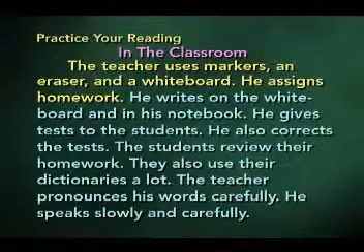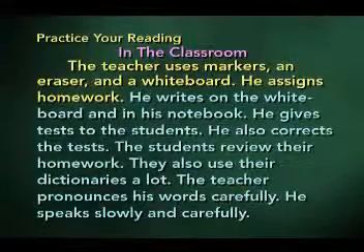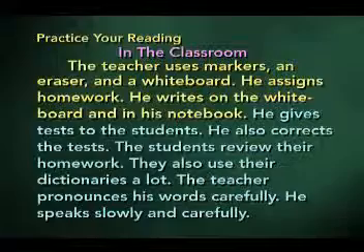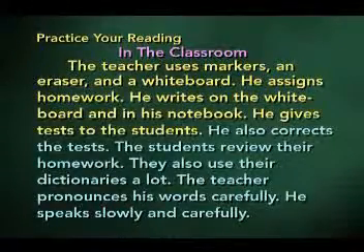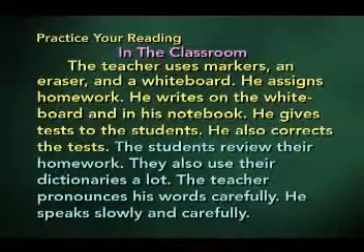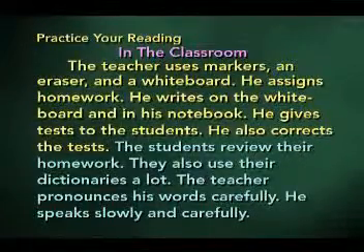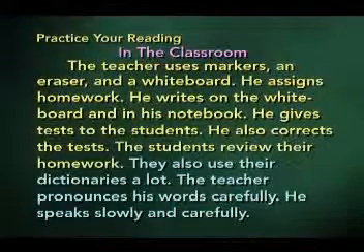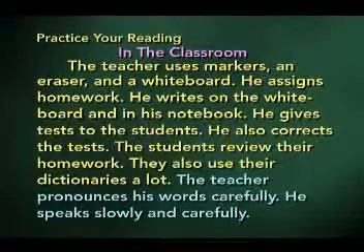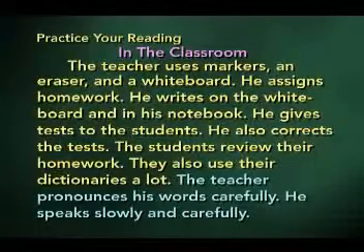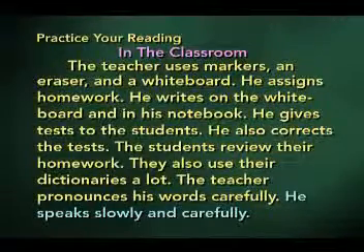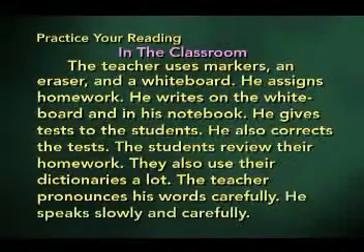He assigns homework. He writes on the whiteboard and in his notebook. He gives tests to the students. He also corrects the tests. The students review their homework. They also use their dictionaries a lot. The teacher pronounces his words carefully. He speaks slowly and carefully.